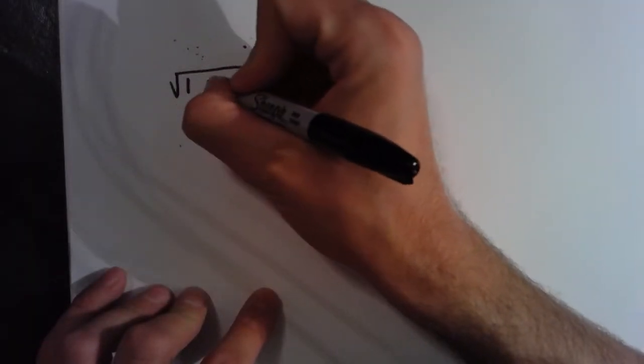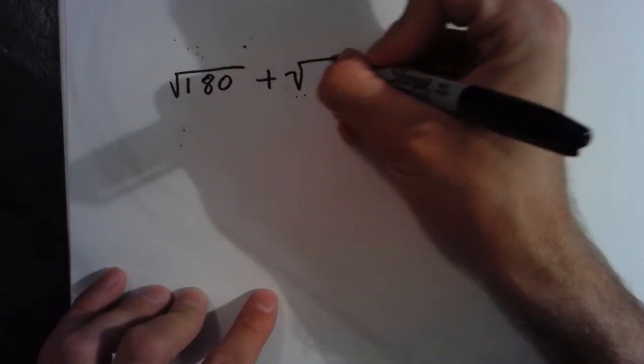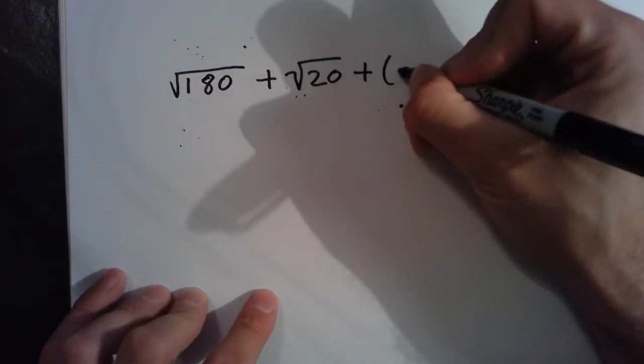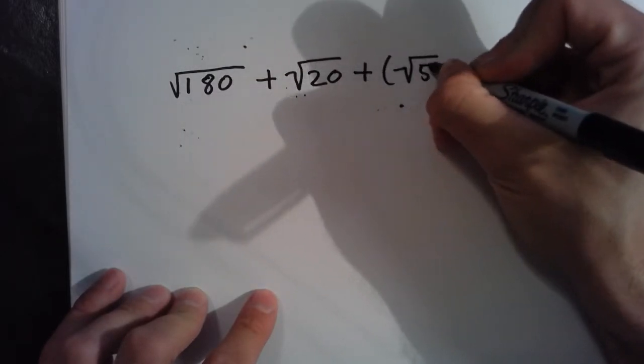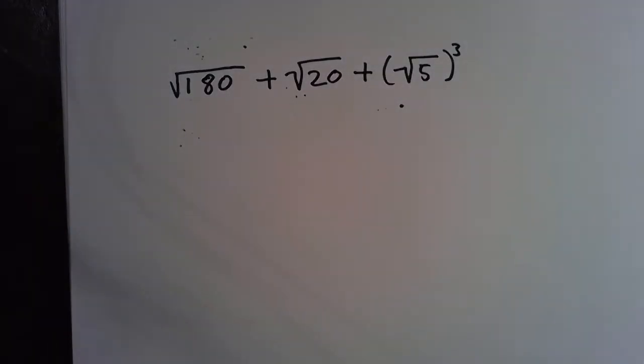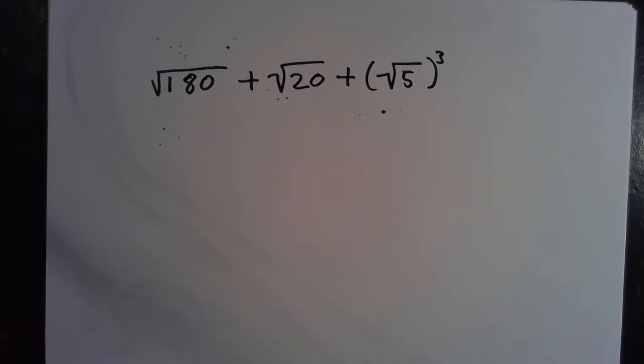First is square root of 180 plus the square root of 20 plus the square root of 5 all cubed. Now the problem with surds, and what inherently makes them quite difficult, is you don't just follow effectively a simple pattern to come to the solution. You need to look at it and you need to give it a little bit of thought.